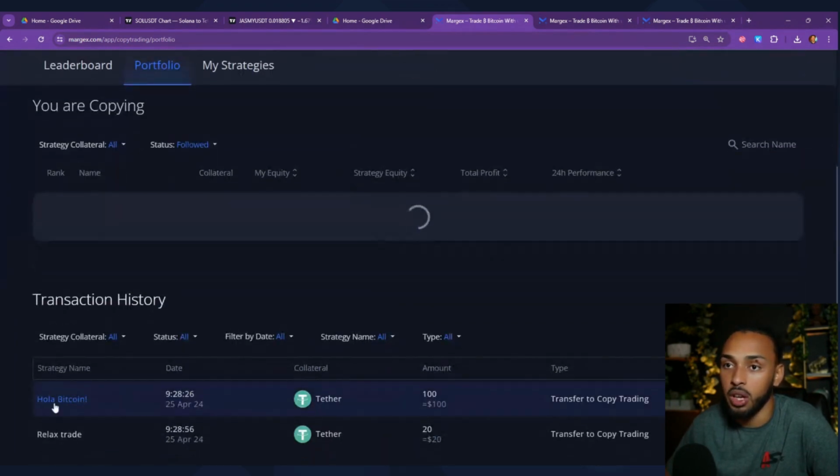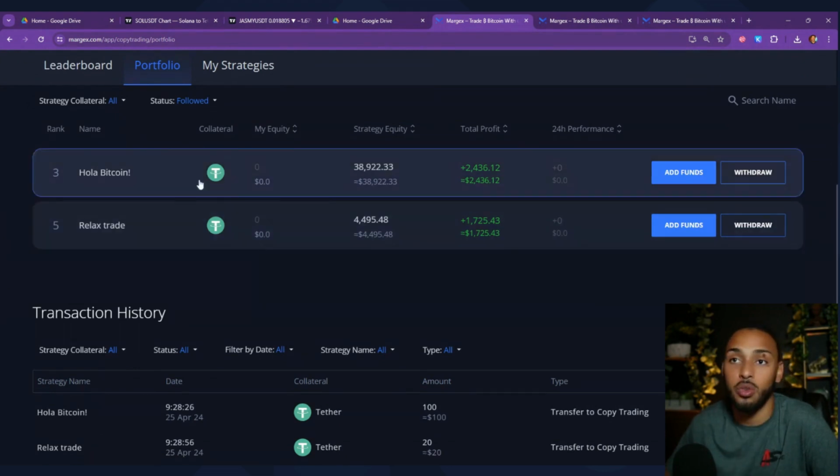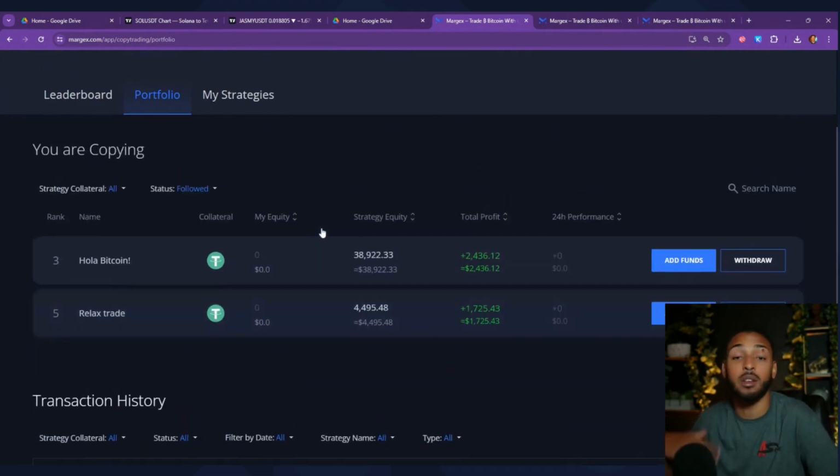Now we go here, you can see that it now represents in the transaction history that you just recently invested into them. And now you also can see what's happening with this one. So it allows you to track some of the different ones that you invested into and build a portfolio of the different copy traders that you're personally following.